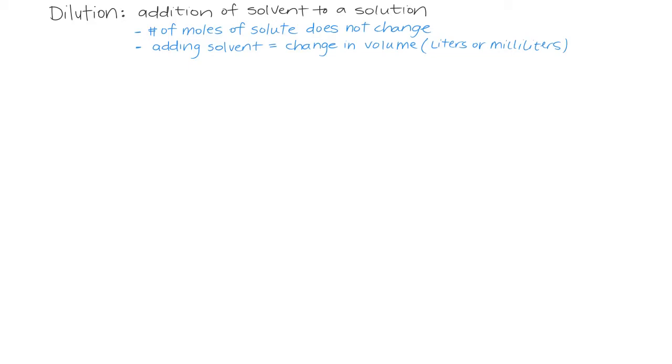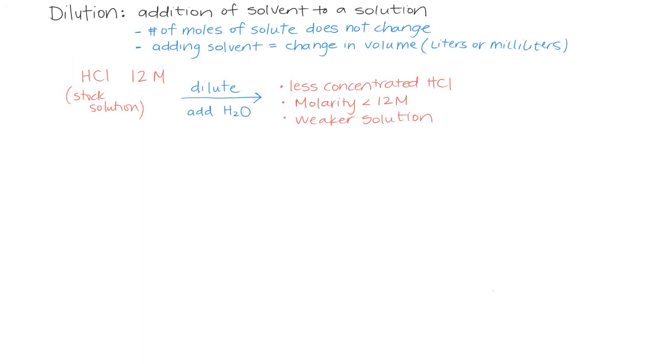For example, hydrochloric acid is usually kept in laboratories as a concentrated stock solution of 12 molar. But most of our lab procedures require much less concentrated hydrochloric acid. The stock solution will be diluted, or we will add water so that the concentration is less than 12 molar. But how do we know how much of the stock solution to use? And how do we know how much water to add to the stock solution?